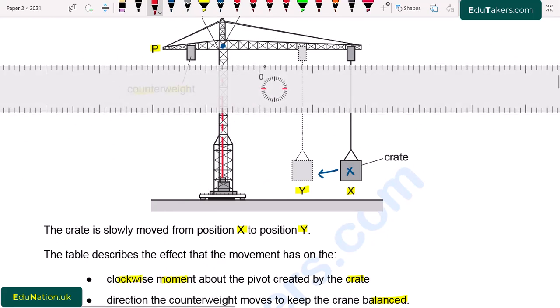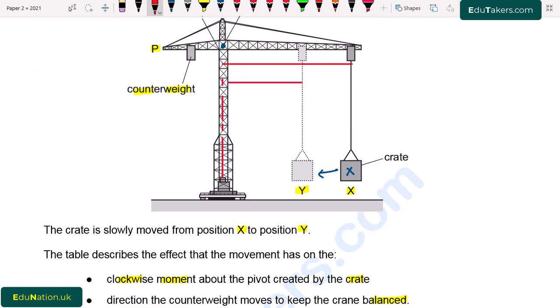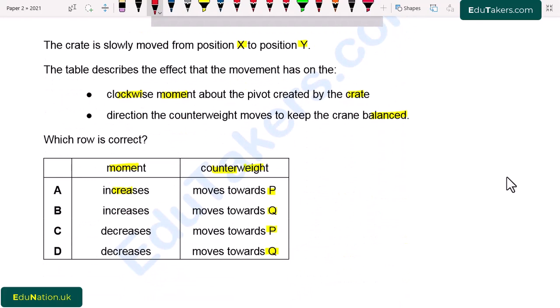First of all, initially the perpendicular distance is this. But when the crate is moving to position Y, then the perpendicular distance is this. Now we can see here that the distance decreases. It means that the moment decreases here. Also, here the moment decreases, which is given in C and D.